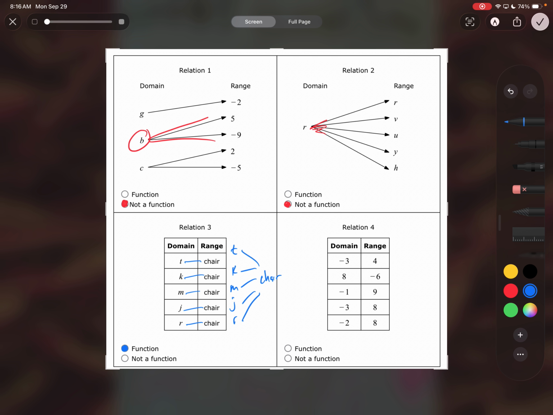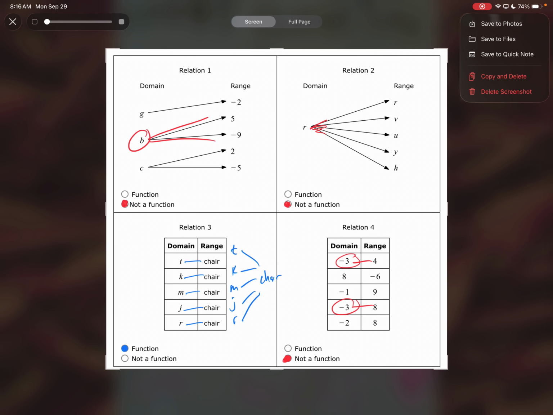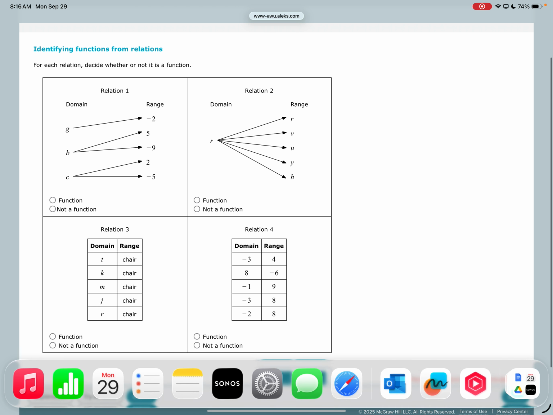So this is a function because if I ask you what any of these go with, you only have one answer. On this one, -3 goes with 6, but then -3 also goes with 8. That's what you're looking for: repeats in the domain that go to different numbers. This would not be a function. For every X, it can only go with one Y. They changed that on me, so I've got to pay attention.